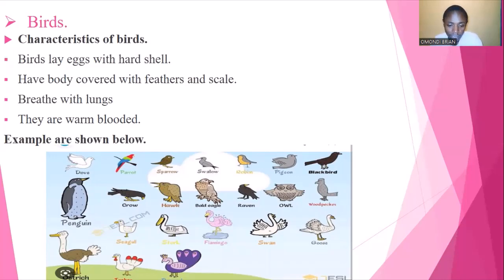You can see the examples here. We have dove, parrot as examples. We have as many as millions of birds across the globe. You can see ostrich there, and even the hen that we keep at home is also a bird.